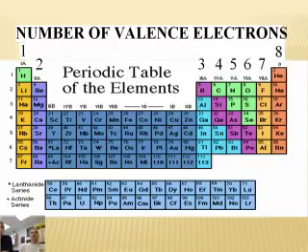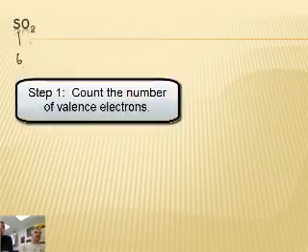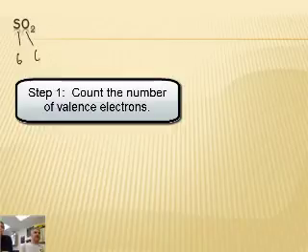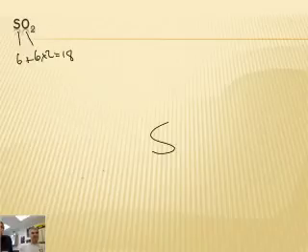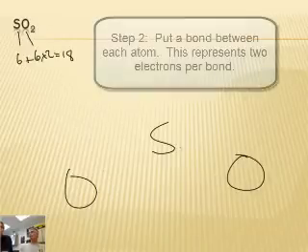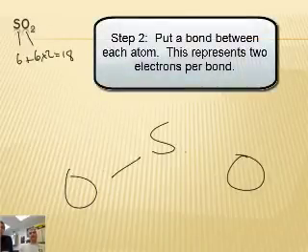Sulfur dioxide. All right, let's go. Sulfur is right here under oxygen, so they all have 6. Sulfur has 6, plus 6 times 2, that's 18. So sulfur is in the middle and the oxygens are on the outside. We need a bond from the oxygens to the sulfur.